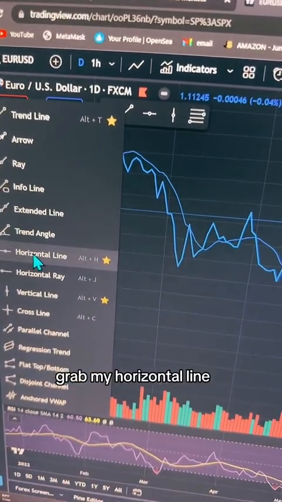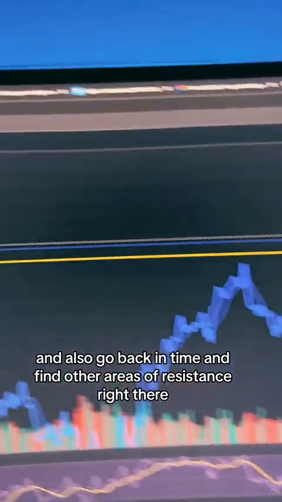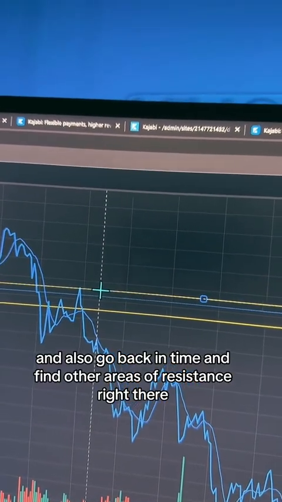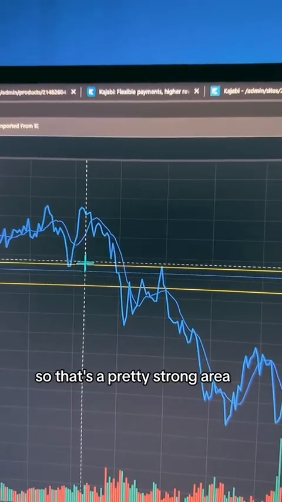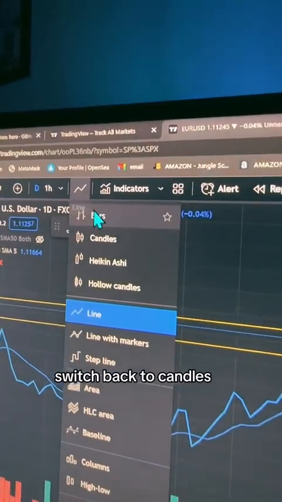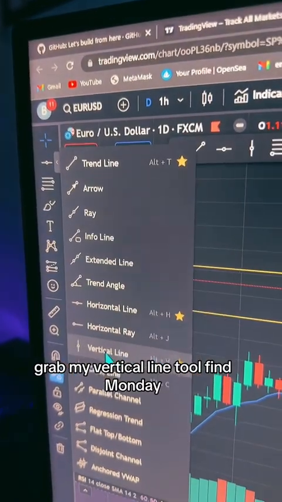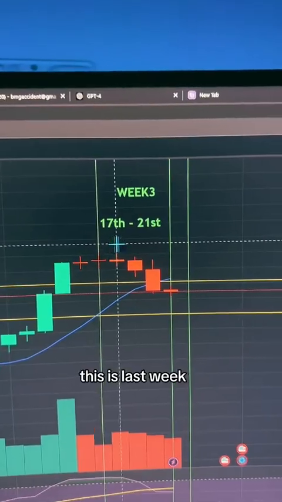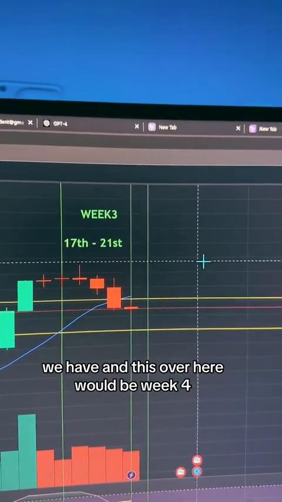So I'd grab my horizontal line, put it right here, and also go back in time and find other areas of resistance. Right there, see right here, it was resistance. Right here, it acted as support. So that's a pretty strong area. Switch back to candles, grab my vertical line tool, find Monday. This is last week, so I'd label it week 3, and this over here would be week 4.